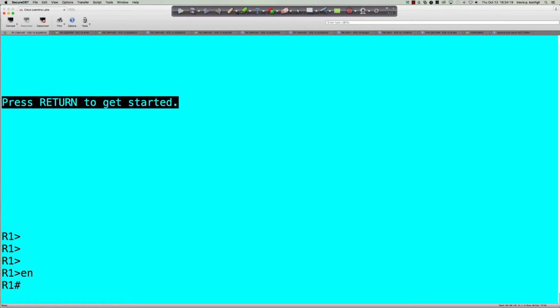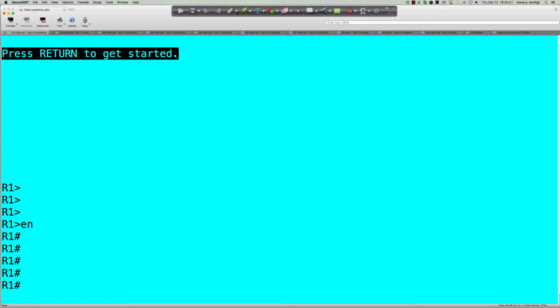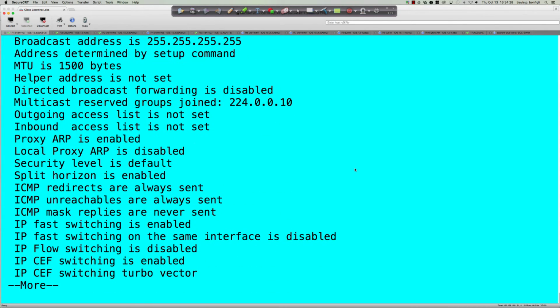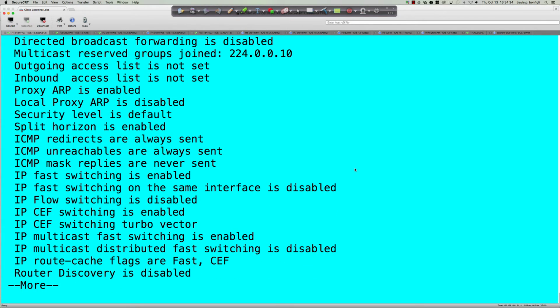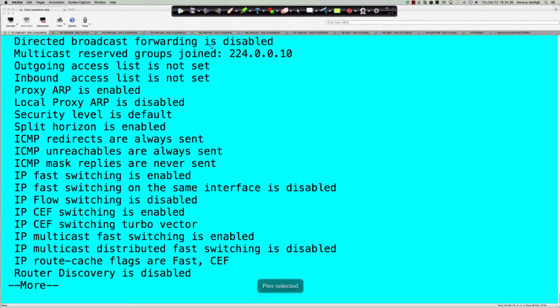What they're having us do in the lab, and if you're following along, we're on step 5, is they want you to say show ip interface, and I'm using FastEthernet 0/1. The text here is a little bigger, which gives us a little better conversation, and we can see everything here. IP fast switching is enabled, and IP CEF switching is enabled.